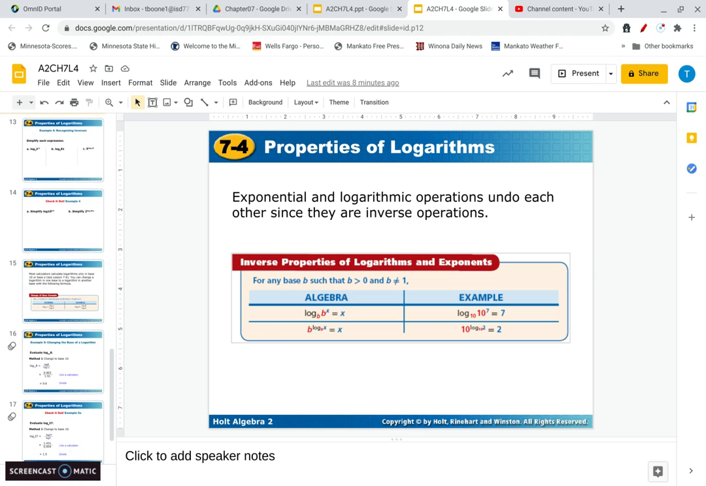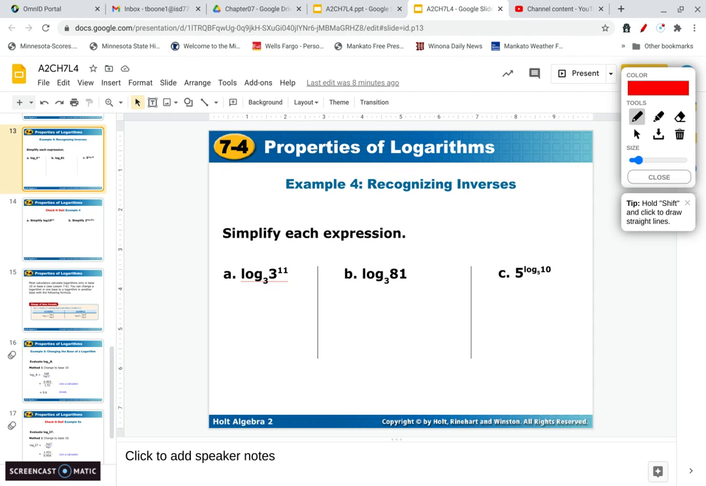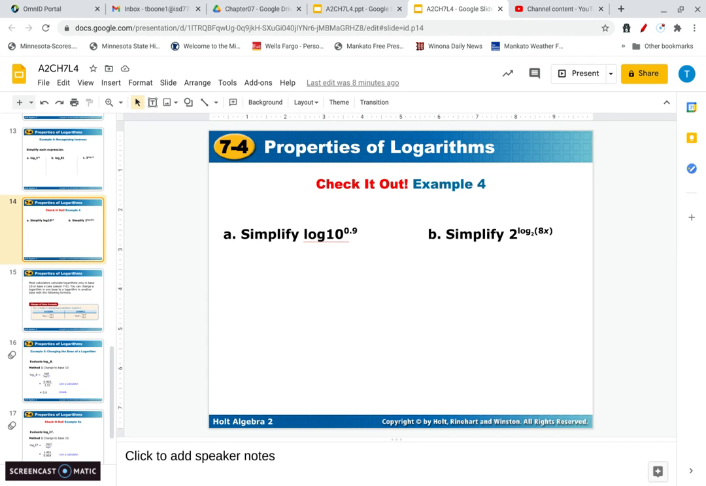All right, so as we look at some of these problems here, we know if we have 3 to what power equals 3 to the 11th, well, that's just 11. Those cancel each other out. This one we know 3 to the 4th power would be 81. We know that one. Here, the 5 and the log 5 cancel each other out, and we're just left with 10. All right, so again, some of those properties that we have here.